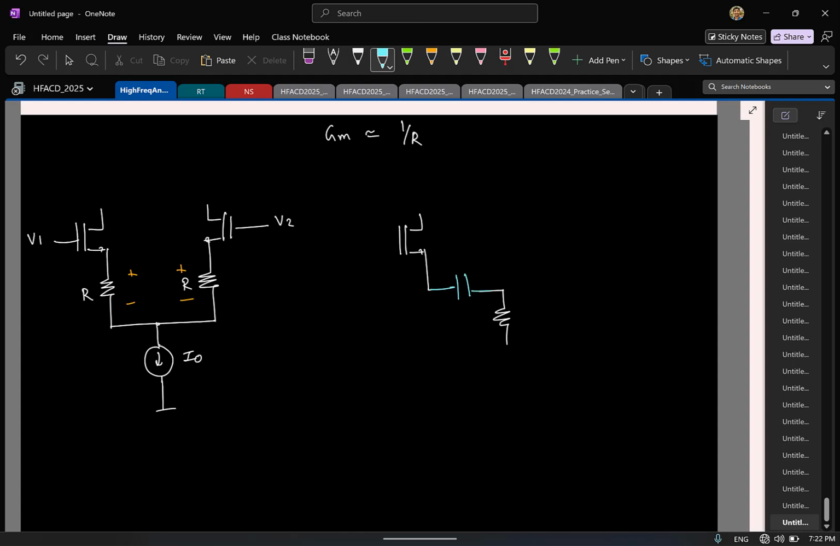Fine. So let me draw it. So what this means is I have this connected to small signal ground.